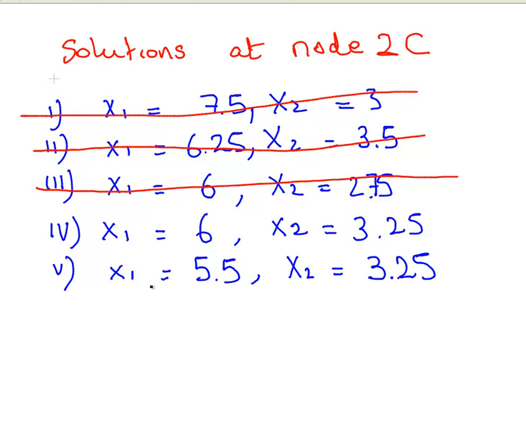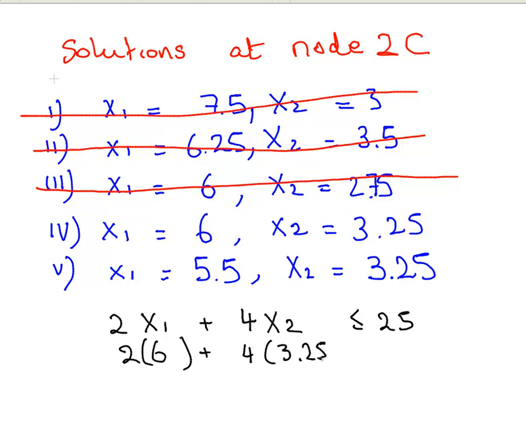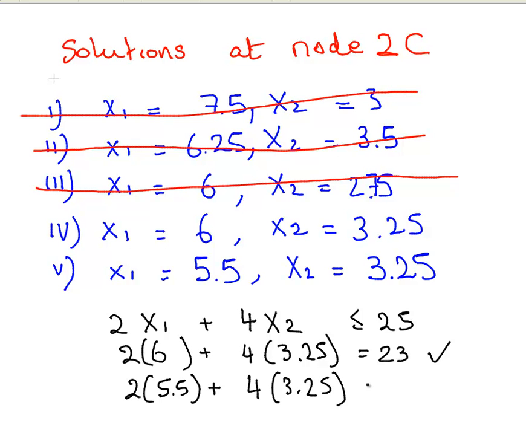So we look at the other constraint there. That was 2x1 plus 4x2 less than or equal to 25. So 2 times 6 plus 4 times 3.25. That's 12 plus 13, so that's equal to 25. That's okay. 2 times 5.5 plus 4 times 3.25, that's going to be equal to 24. That's okay as well.